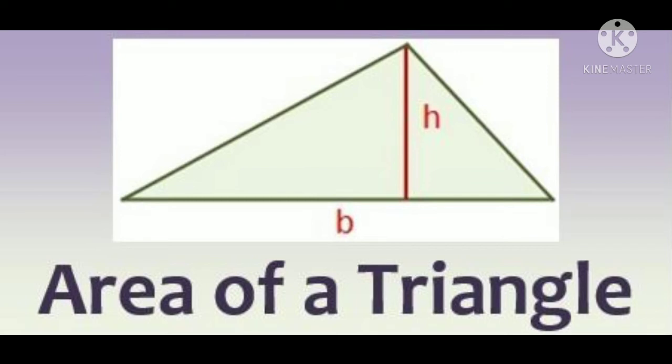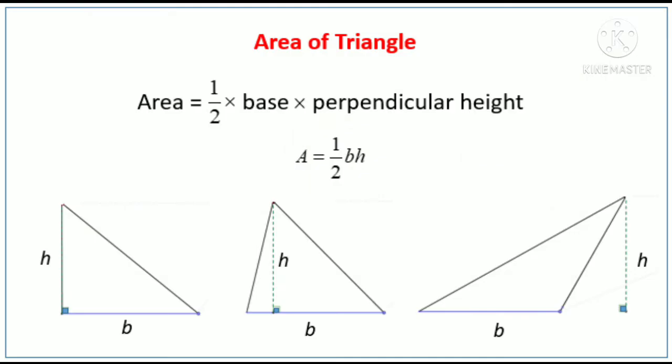Can you see there is one base that is denoted by B. Next, H denotes the height of the triangle. So here we have to find the area. How will you find the area? Area is equal to half into base into perpendicular height. You have seen in all 3 diagrams, each has a height, and the base is there. So when you do half into B into H, you will get the area of the triangle.